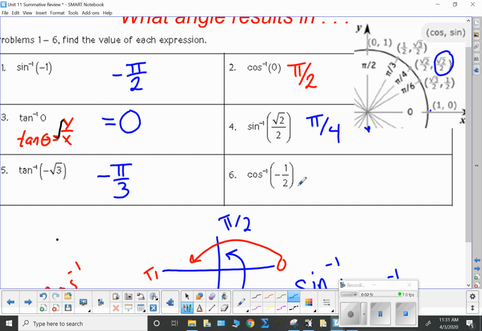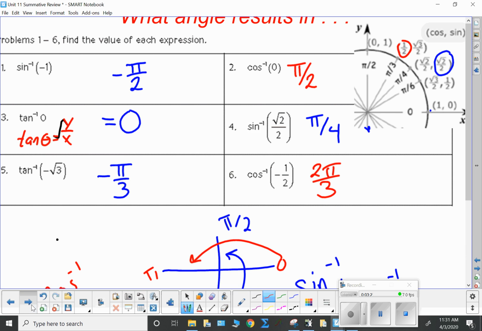Cosine negative 1/2. Cosine is negative in the second quadrant. 1/2 is here at pi over 2. When we go to the second quadrant, we know that that's 2 pi over 3. All of this is just doing the unit circle in reverse.